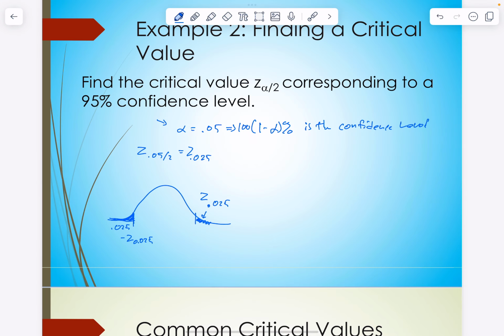So this thing here is negative 1.96. That means that my z value, I make it positive, and because of symmetry, the positive is going to have the same amount of area to the right. So z of 0.025 equals 1.96. This is from the table.